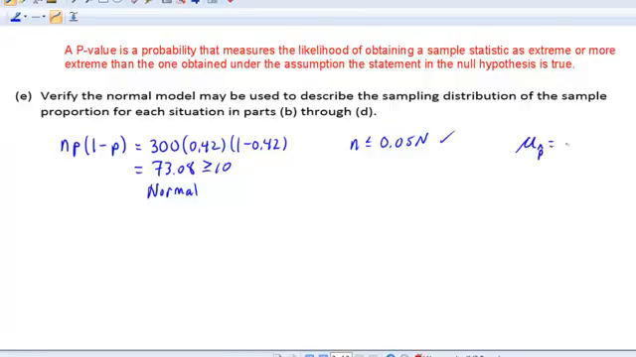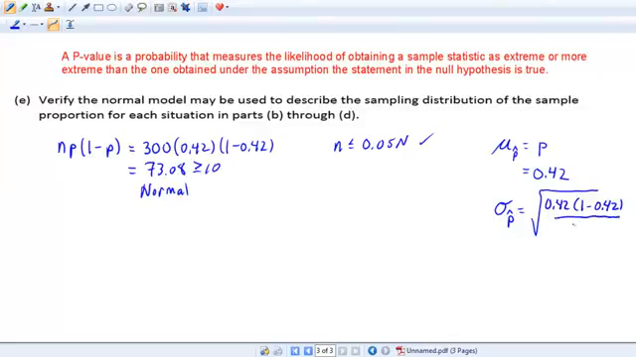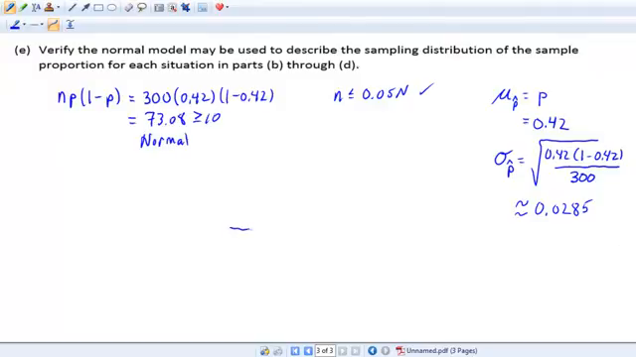The mean of p hat is going to be equal to the proportion stated in the null, which is 0.42. Why? Because again, we assume the statement in the null is true until we have evidence to the contrary. The standard deviation of p hat is going to be the square root of p times 1 minus p over my sample size n, I'm getting that is approximately 0.0285. And so visually what we're saying here is these are the possible values of p hat. There's my normal model with the mean at 0.42.